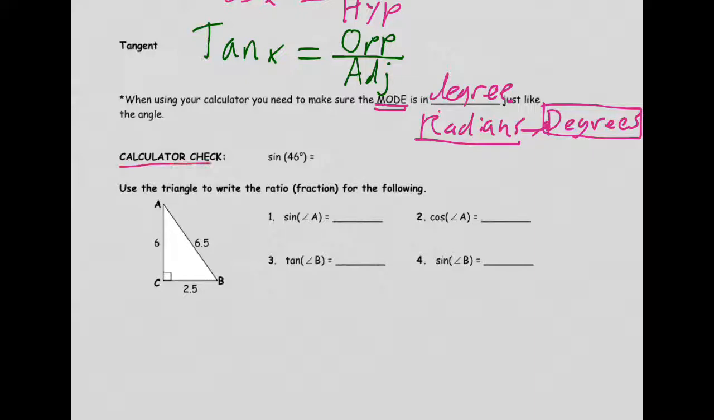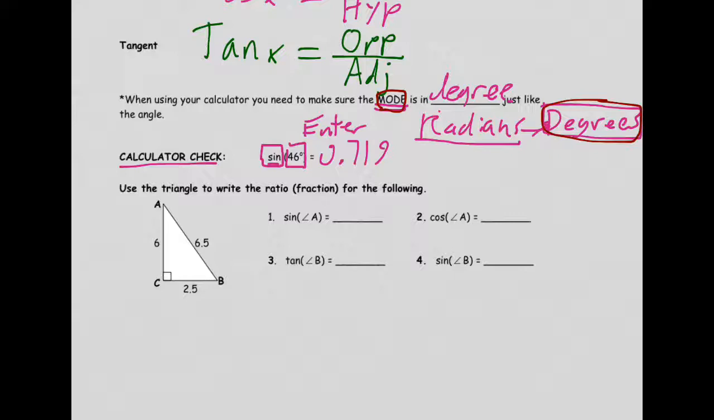Here's a calculator check to see if it actually is in degrees. If you take the sine, that's a little button on the calculator, and click 46 and then press enter, if you get 0.719, then your calculator is in degrees. But if you don't, then you're going to have to go back to that mode button and hit degrees again. Okay. Use a triangle to write the ratio fraction for the following.